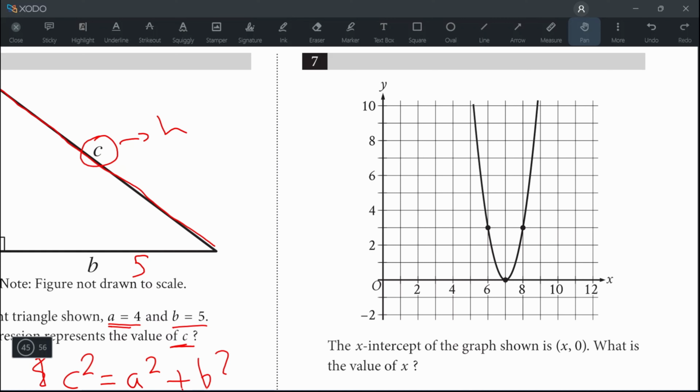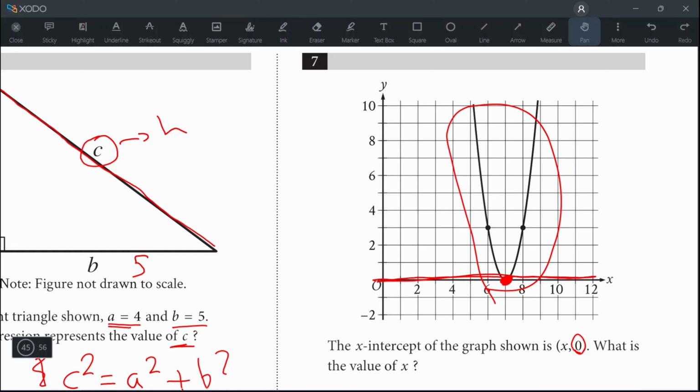The x-intercept of the graph is (x, 0). What is the value of x? So here is our graph. And you should notice that this is a quadratic function graph, but it's not really an important thing to care about. What we need to care about is the point at which this graph's y value is equal to 0. And this is where the y value of this graph is equal to 0. So exactly, this point is a point of intersection. So what is the x value of this point?